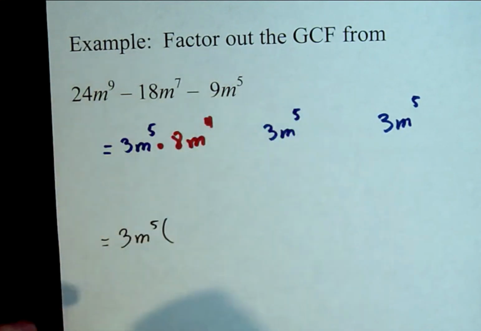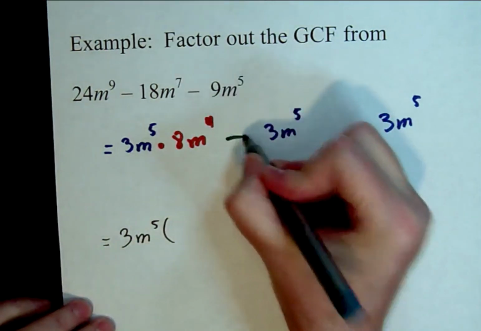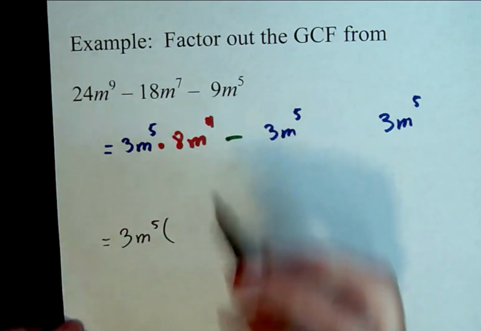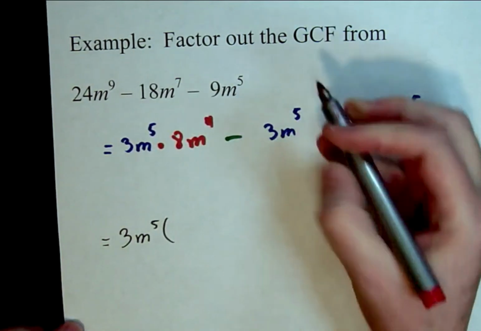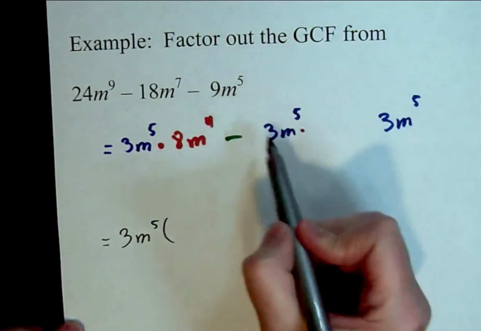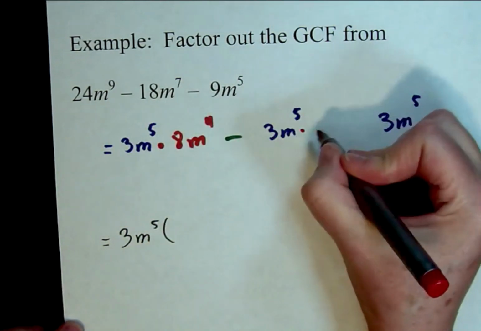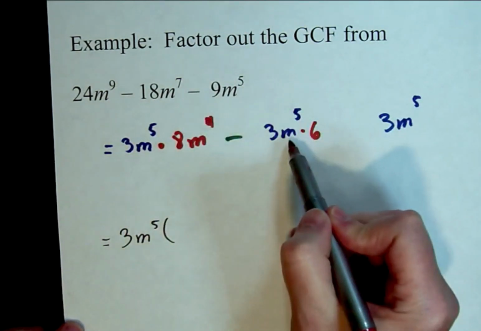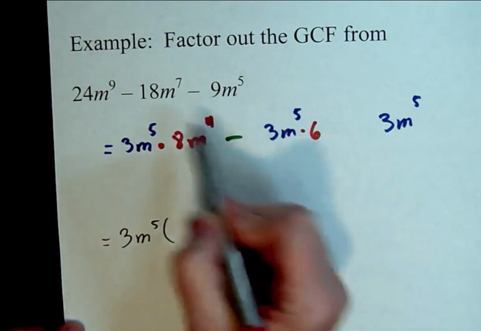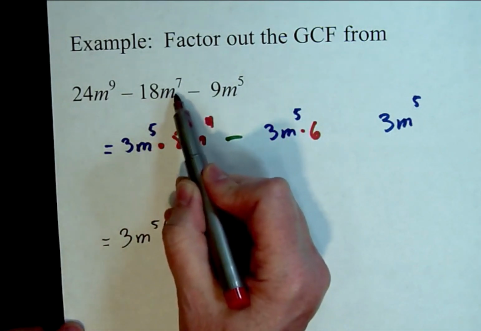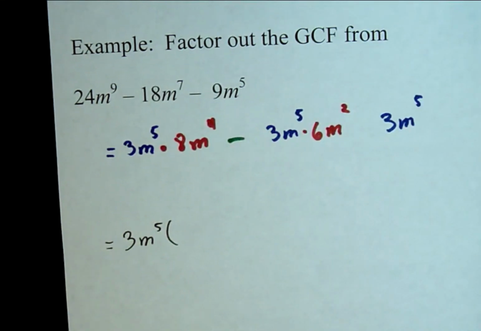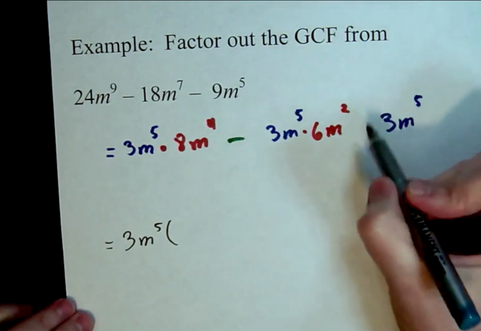Okay, and then I have a minus sign. We'll just stick that on the front there. And let's write this second term as a product of 3m to the fifth and something. So let's see, 3 times what would give me 18? I would need a 6 there. If I've got 5 factors of m here, how many more do I need to give me 7 factors of m? I need 2 factors of m. Then I've got another minus sign.